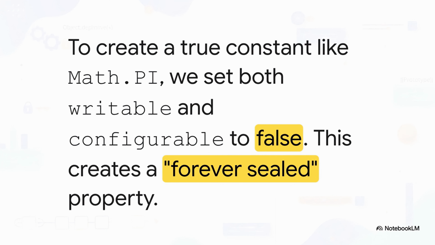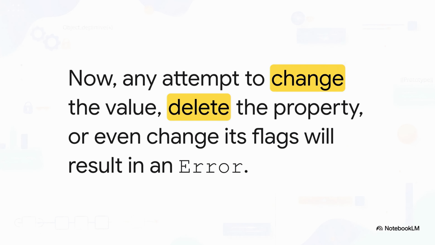So how do we create a true unchangeable constant, just like Math.PI? The answer is you combine writable false and configurable false. This little dynamic duo creates a forever sealed property. It can never be changed, never be deleted, and never be reconfigured. It's the ultimate lockdown. Now, let's just look at the consequences of what we just did.